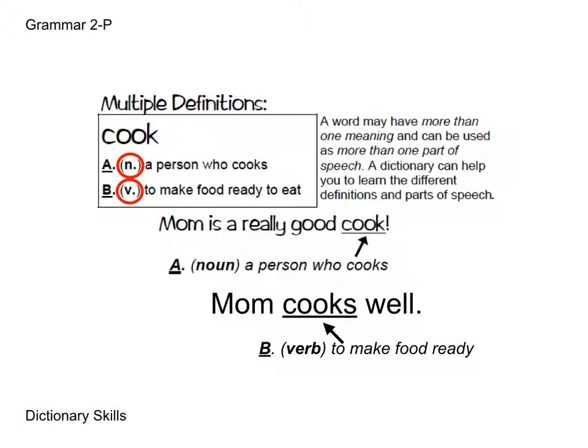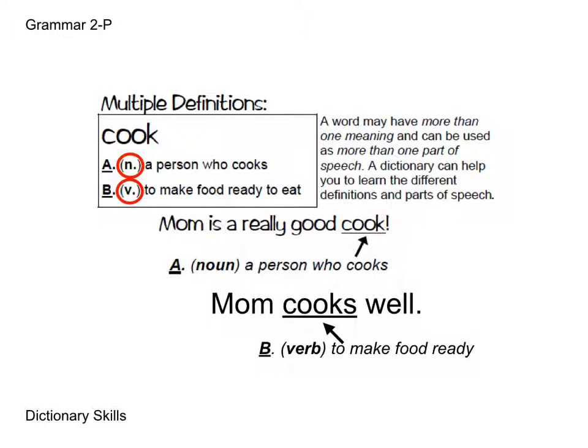Another example would be "Mom cooks well." And so we can see that Mom is cooking. That is what she's doing. Therefore, it is a verb, which means to make food ready to eat. And so now we know the definition based off of the part of speech again.